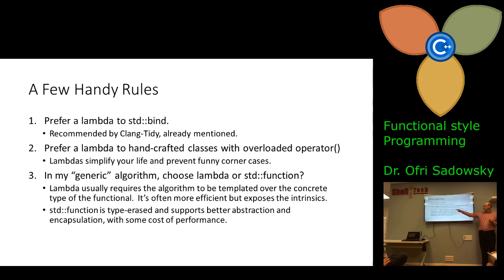If I have a generic algorithm, should I choose lambda or should I choose std::function? We already said, with lambda, usually you have to write the algorithm as a template. Then it means that you expose your intrinsic code. Maybe it's good, maybe it's not so good. It's going to be many times more efficient. std::function is type erased and it has better abstraction, but it has some performance cost. So you know what you choose.